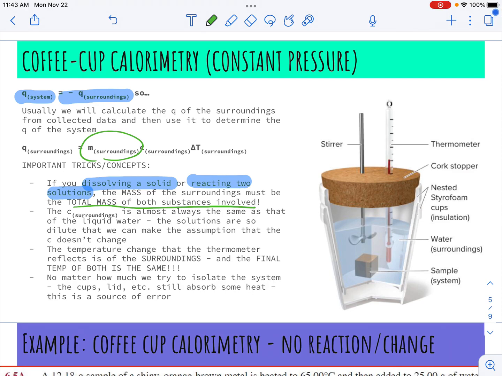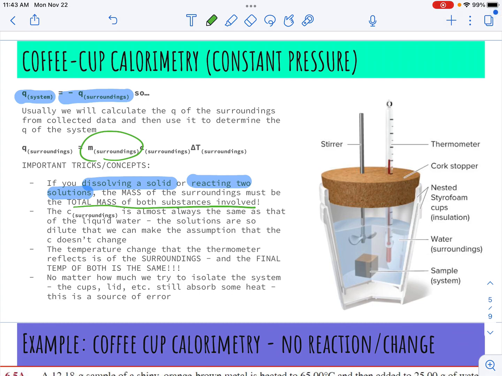The specific heat capacity in these cases is almost always the same as that of liquid water because the solutions are really dilute. So this is something that you don't have to question. If it's hydrochloric acid solution and they don't give you a new specific heat capacity, you're using the specific heat capacity of water. The solution that you're making, you're using the specific heat capacity of water. So this is almost always the case, and they will make a really big deal of telling you if the specific heat capacity has changed because of what you've done.